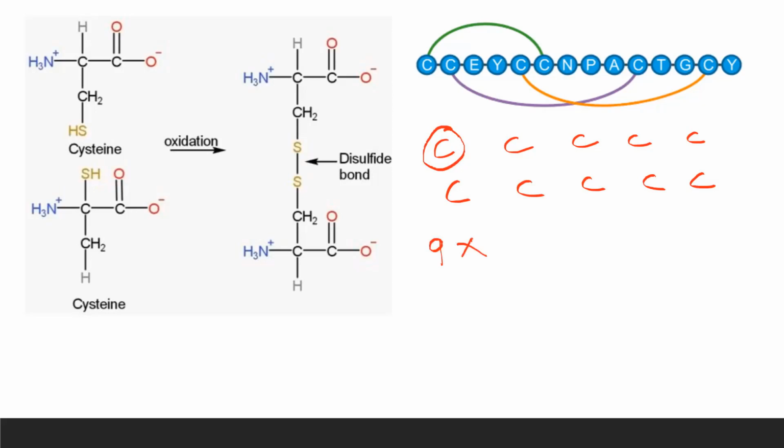Now let's say this cysteine has formed a bond with this cysteine, right? Now you are left with 8 different cysteine molecules. Now let's take this one. Now it has 7 different cysteines that it can form a bond with. So you write down 7. Now let's say the cysteine molecule forms a bond with this out of the 7 possible options. Now you are left with 6.